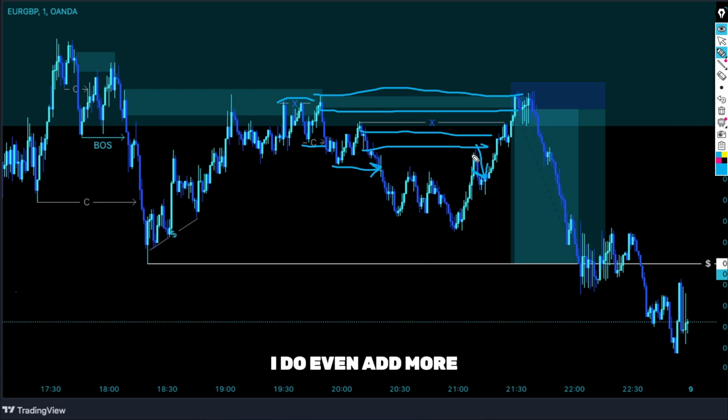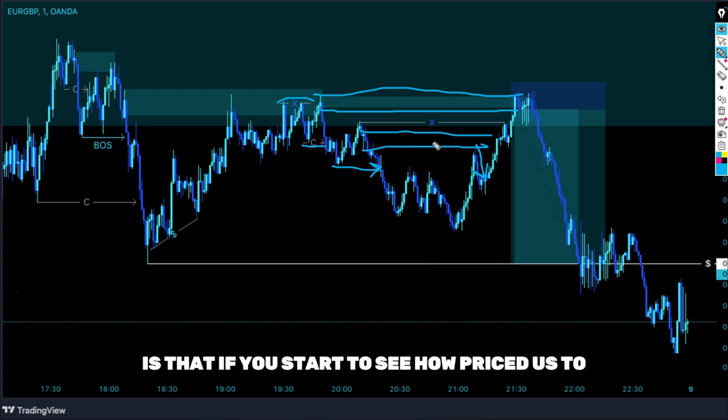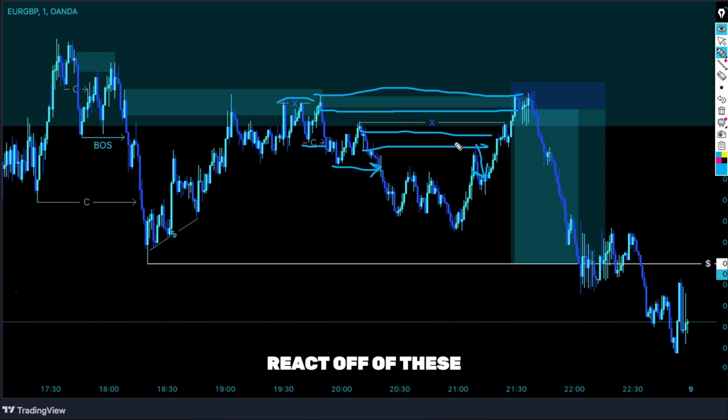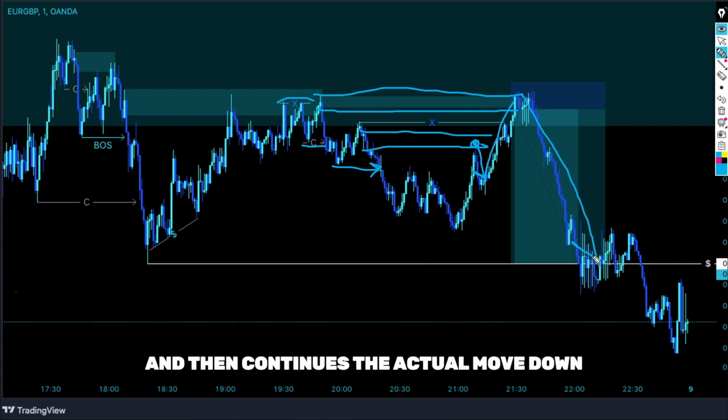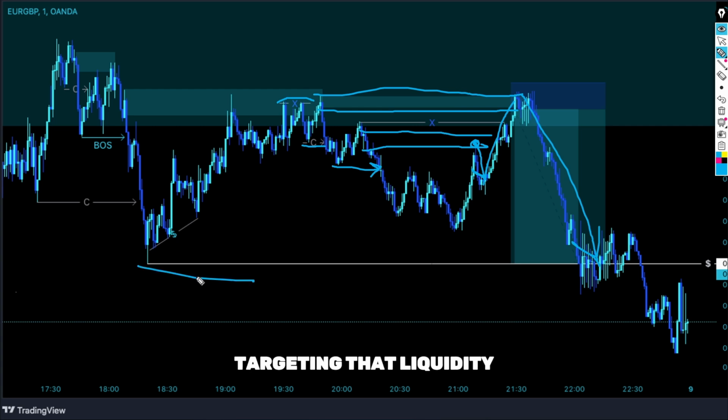Also, I do even add more probability to this previous model if you start to see how price starts to react off of these inducement zones, as you can see right here. Price gives a quick reaction, so that is getting sellers in, so that is even accumulating more orders right over here. And then what price does, it completely reverses, comes to this premium area, and then continues the actual move down, targeting that liquidity.